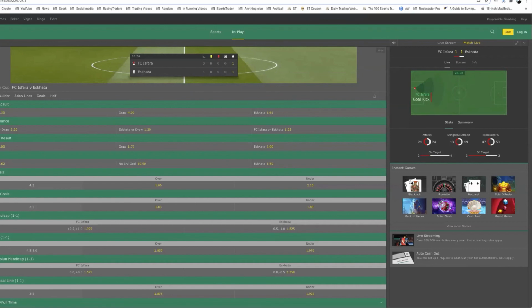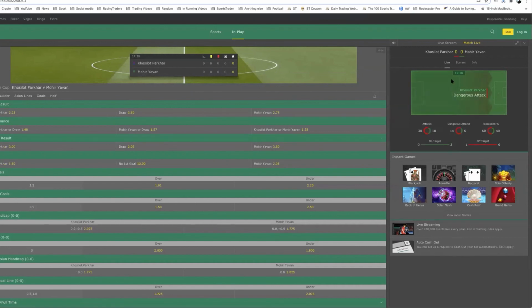The other games that are on at the moment, this one's just started. There's been 2 shots on target in 17 minutes. So I don't think you'll be able to bet on that one either. It's probably not on Betfair.